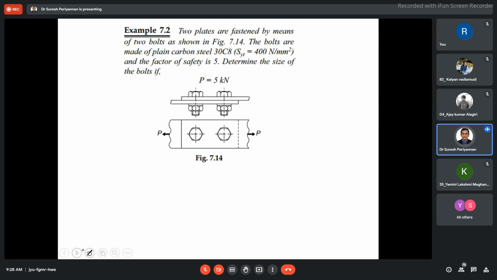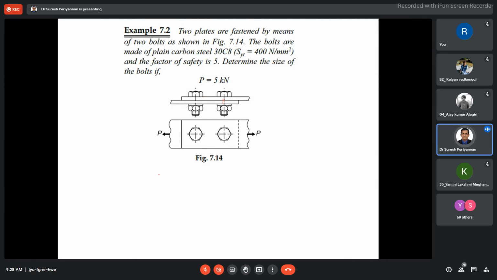Now this is another problem, a very simple problem. How many shears are here? Two bolts and nuts are presented in these two thin sheets. Then these are two shears subjected. Two shears means two places where shears are subjected.